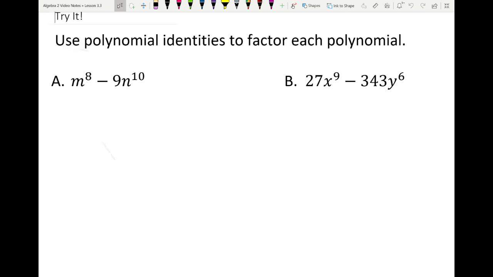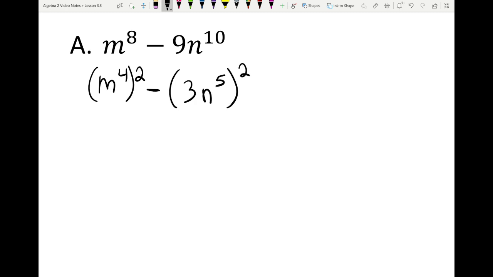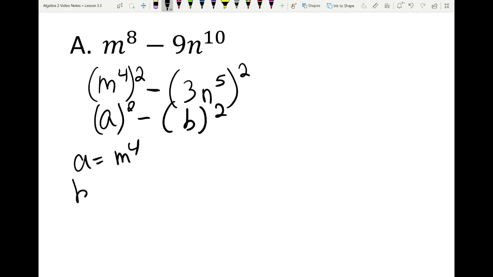All right, so let's look at the first part. So you can think of this as a difference of squares because you can take half of 8, right? So you can think of this as m to the 4th squared. You could take the square root of 9, right? 3 squared is 9, and then half of 10 is 5. So you can think of this as 3n to the 5th squared. So therefore, this is a difference of squares, where you have a squared minus b squared. So in this case, a is m to the 4th, b is 3n to the 5th. So you can match those right there.